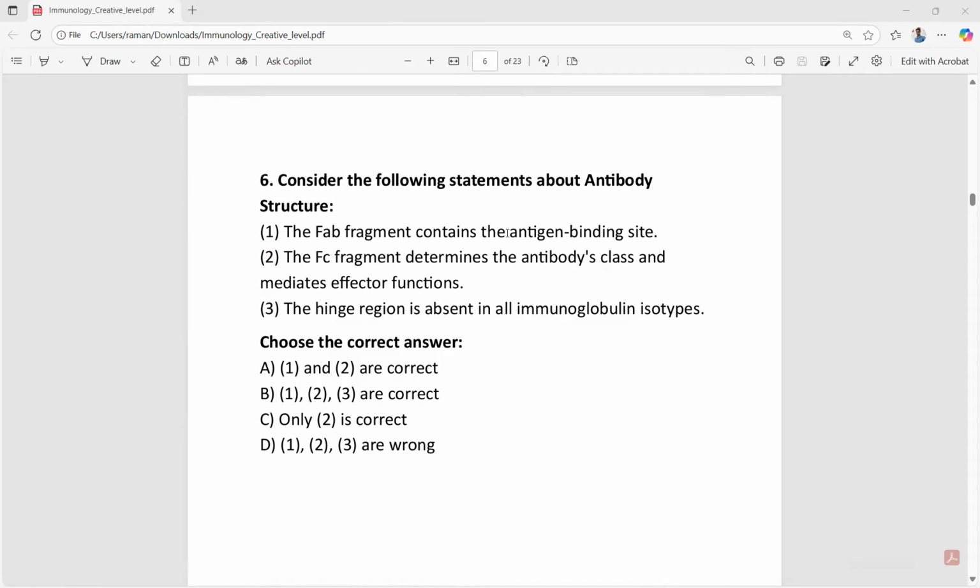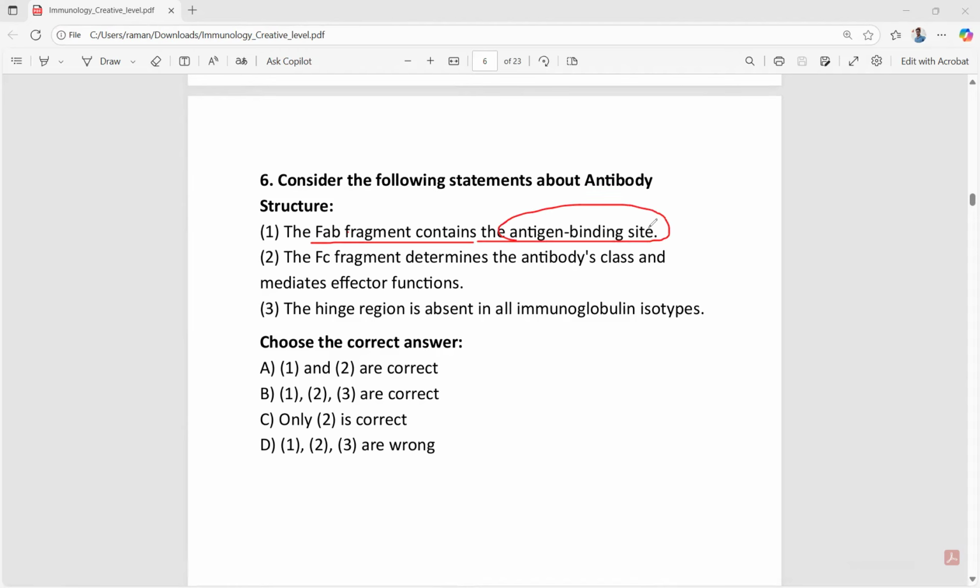Consider the following statements about antibody structure. இதுல இருந்து நிறைய டைம் நிறைய கொஸ்டின் கேட்டிருக்காங்க. பாப்போம். The Fab fragment contains the antigen binding site. நல்லா ஞாபகம் வச்சுங்க. The Fab fragment எங்க இருக்கு? ஆன்டிபாடியில் இருக்கு. Fab fragment contains the antigen binding site.